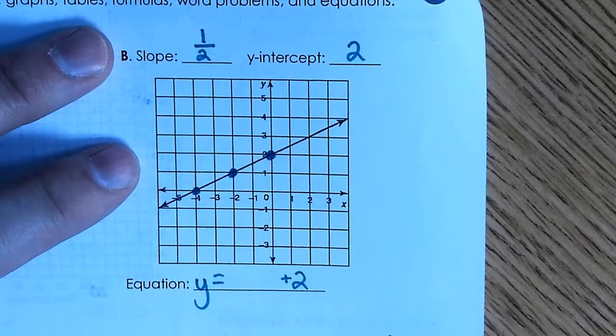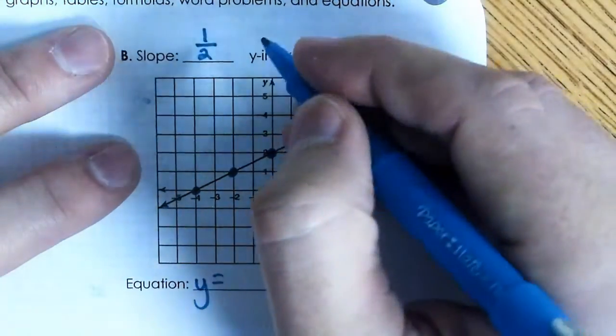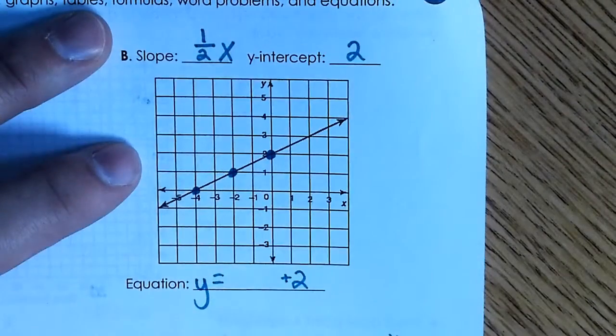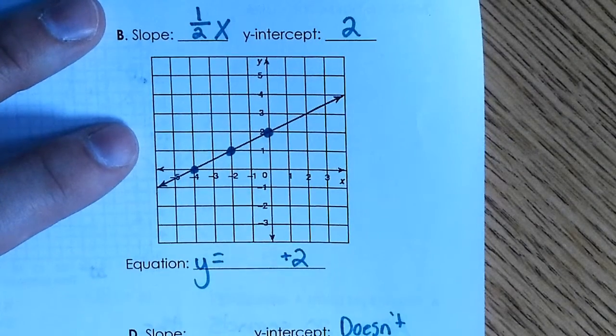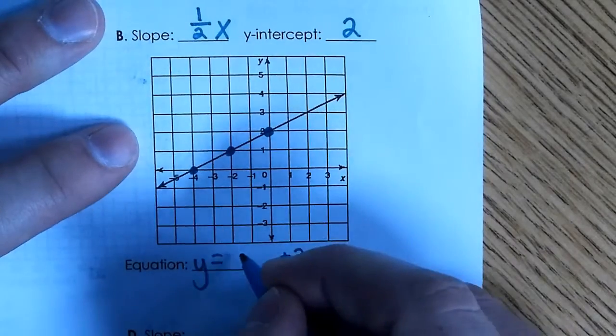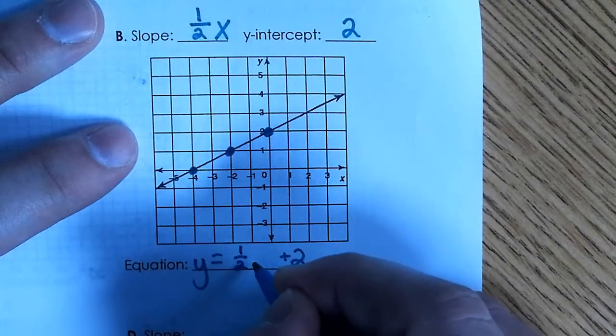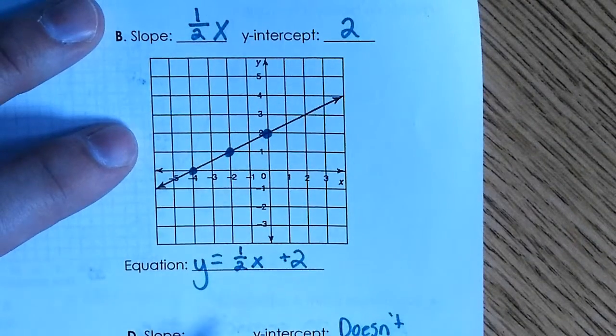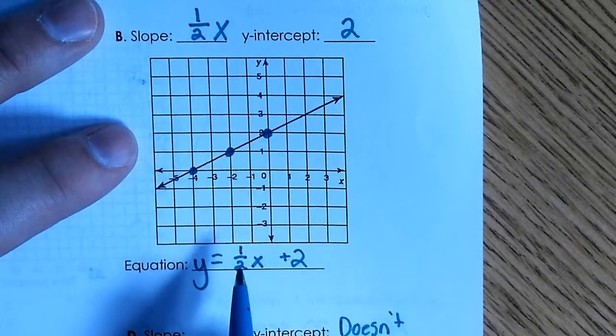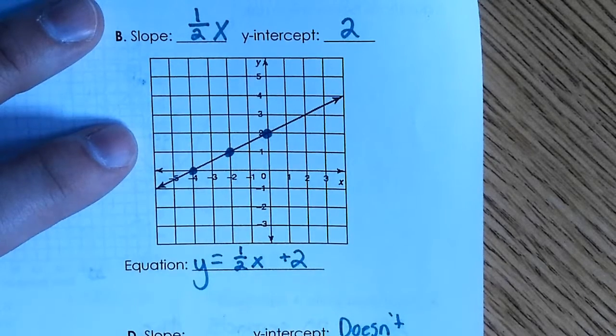What always goes with the slope? Not exponent, but just x, right? Our variable. There you go. So now we write this down, 1 over 2x. So our equation is y equals 1 over 2x plus 2.